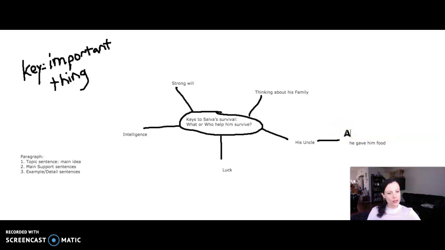What else did his uncle do? His uncle supported him to cross the desert, some people said. So when he didn't think he could make it, and he was feeling like, oh, I can't do it, it's too hard, his uncle convinced him to keep going, right? So those would be example sentences or detail sentences.